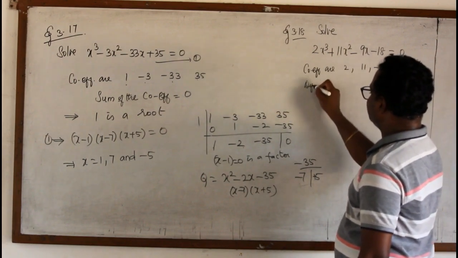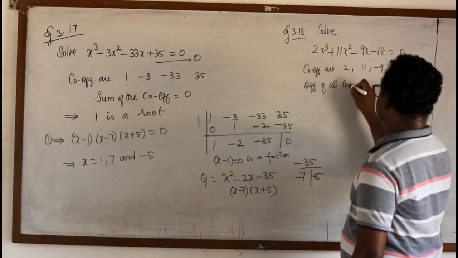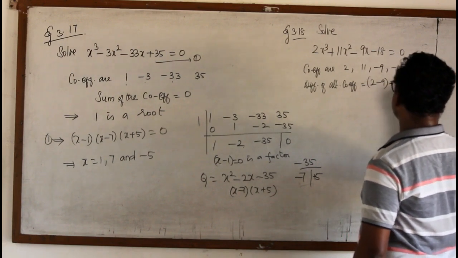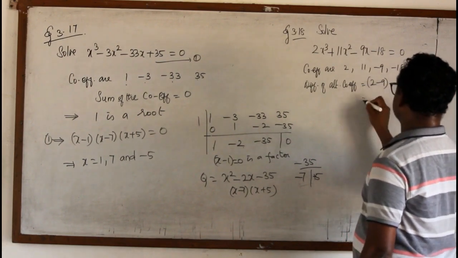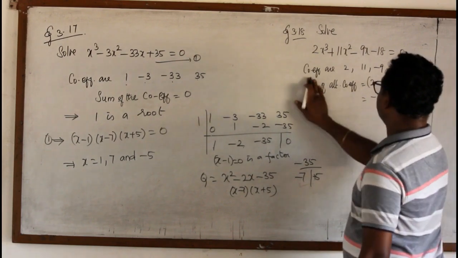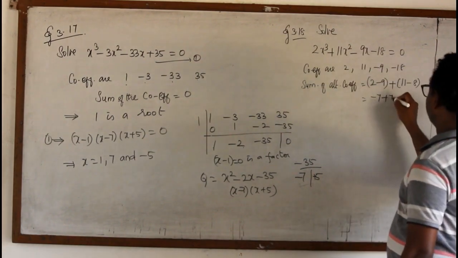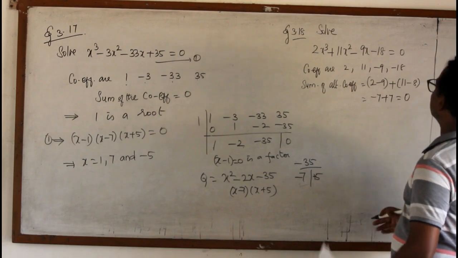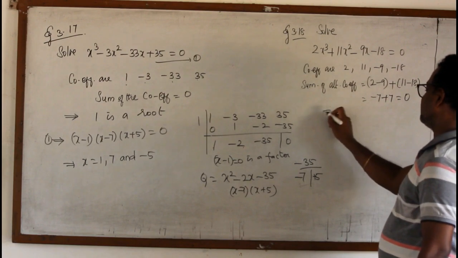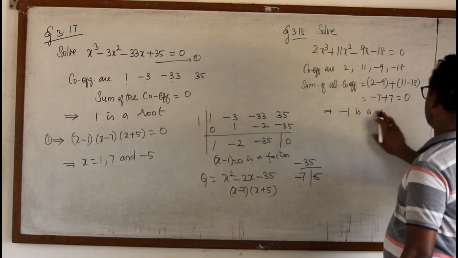Difference of alternate coefficients, that is 2 minus 9 minus 11 minus 8 minus 7 minus of minus 7. Sorry, sum of the alternate coefficients plus 7 equal to 0. 11 minus 18. Therefore, in this case, minus 1 is a factor. Minus 1 is a root.